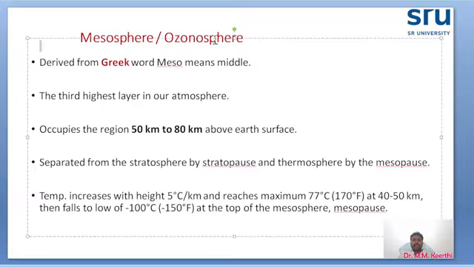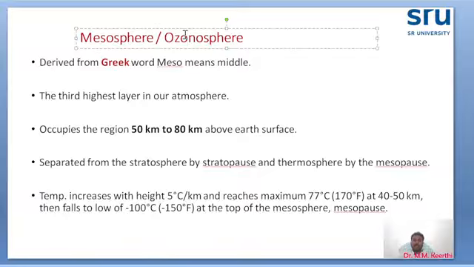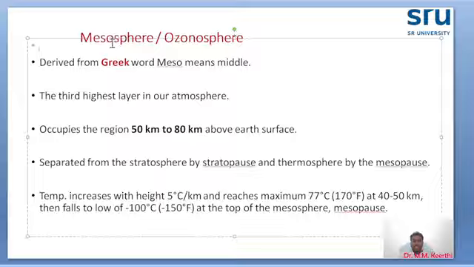Okay, and the third most important layer is the mesosphere. This layer is otherwise called the ozonosphere, because the ozone sphere starts with the stratosphere, but the majority of the ozone layer is present in the mesosphere region. That's why the heat is also more in this region. Here this word is also derived from Greek. Meso means middle of the layer. This is the third layer. It occupies around 50 kilometers to 80 kilometers from the Earth's surface.